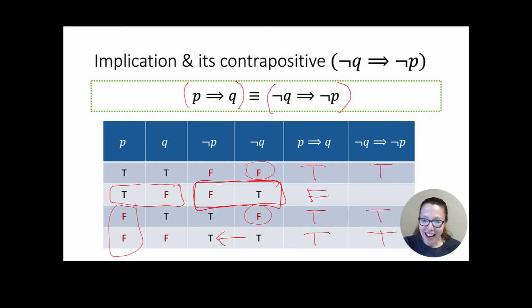But in row 2, we have a situation where not Q is true and not P is false. And that can't hold, because this implication, not Q implies not P, means that if not Q is true, then not P must also be true. And this breaks it, and so this becomes false. We see these truth tables are in alignment: true, false, true, true, true, true. And so those are equivalent.